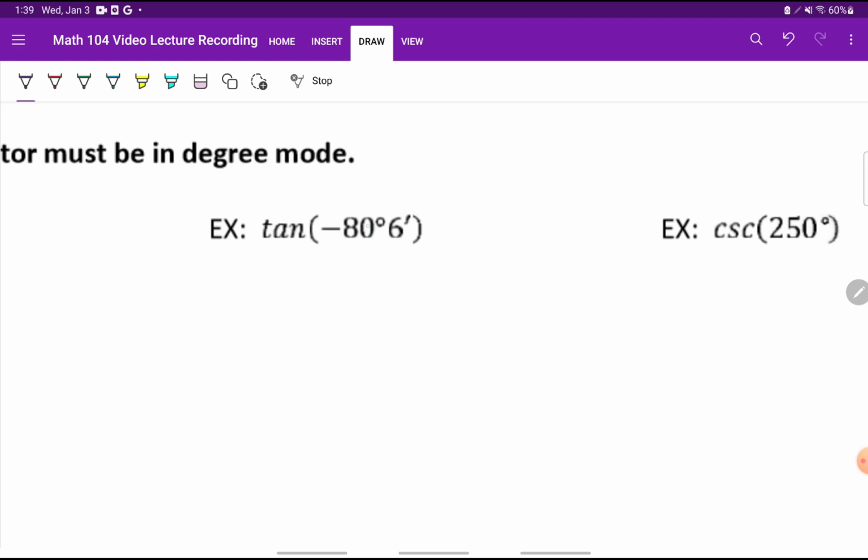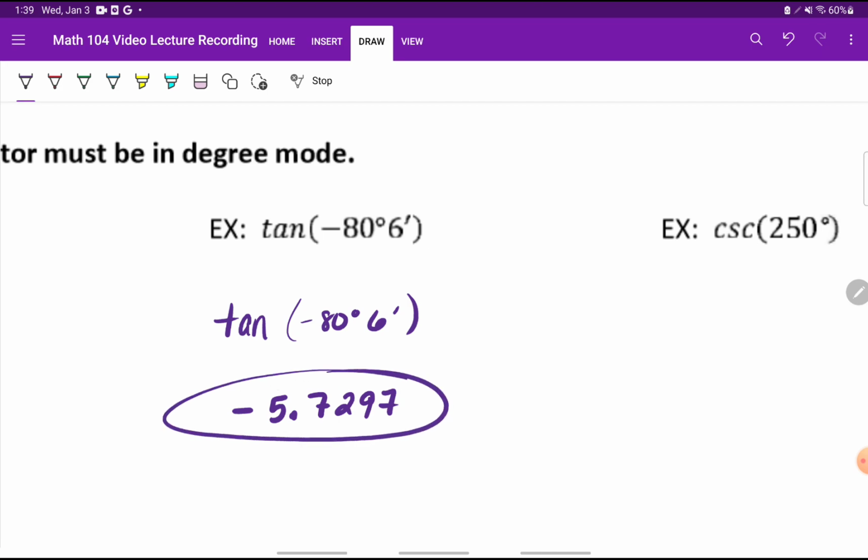So tangent of -80 degrees 6 minutes. Again, we're going to just type it in right as it is. But the degree, minute, second notation typically takes a few more clicks on the calculator. Rounding to the nearest 10,000th, we'll get -5.7297. The range for tangent is all real numbers. So we could have any type of number as our answer for tangent.